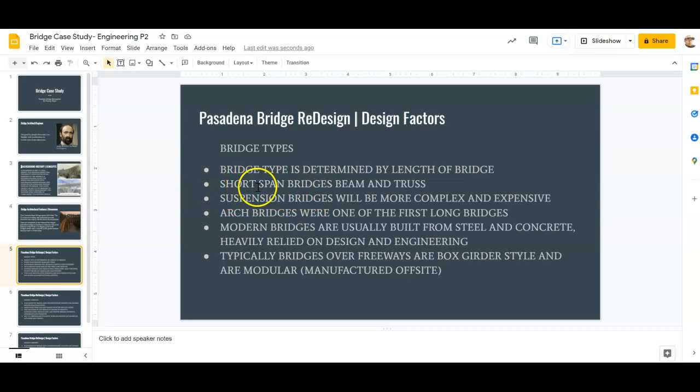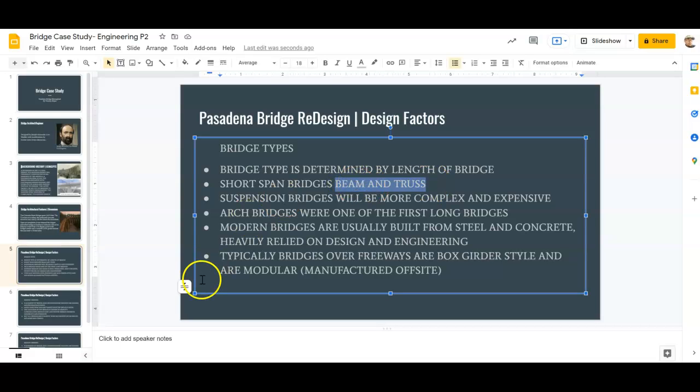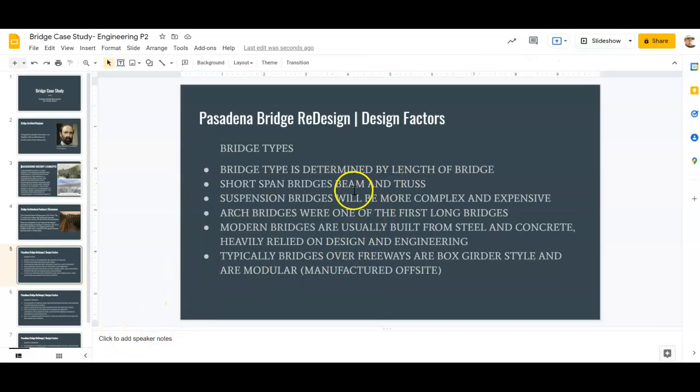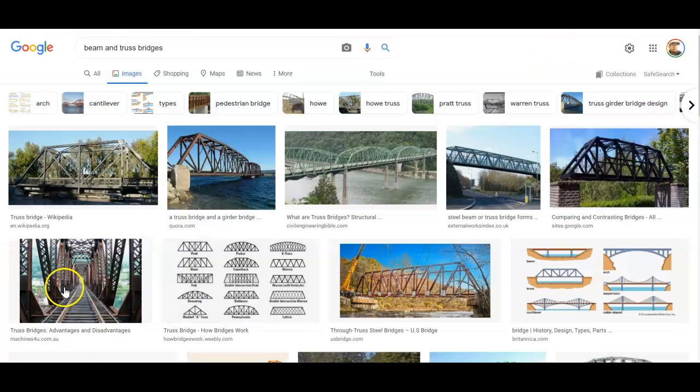Short span bridges, and beam and truss. These bridges tend to be the bridges that you see across small creeks and stuff like that. And what truss is, let me just show you what this bridge looks like. So these are beam and truss bridges, and they're pretty quick to throw up and put across, again, really short spans.